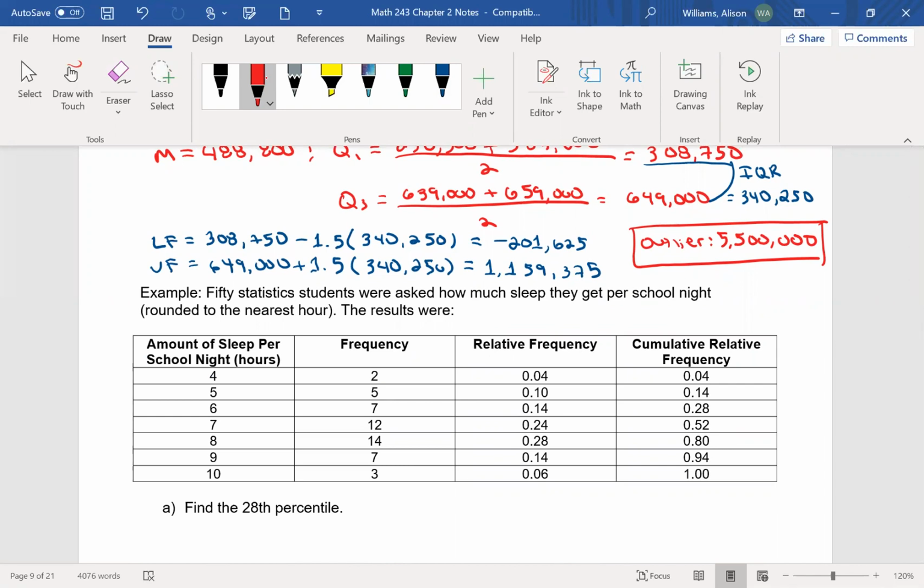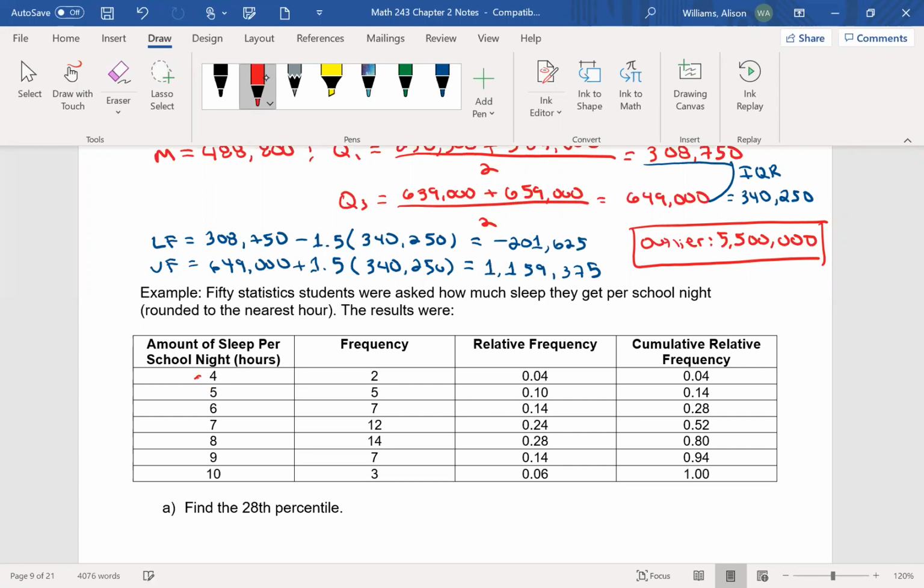So this is the amount of sleep per school night, and then the cumulative relative frequency. Remember, cumulative relative frequency means they're adding up each category previous to that category. So the 0.14 here is saying that 14% of people sleep 5 hours per night or less. Okay, so we're referring to that.